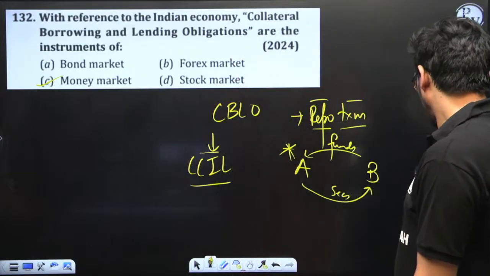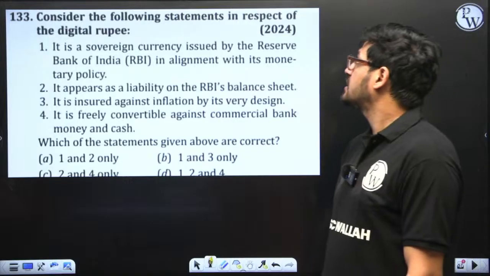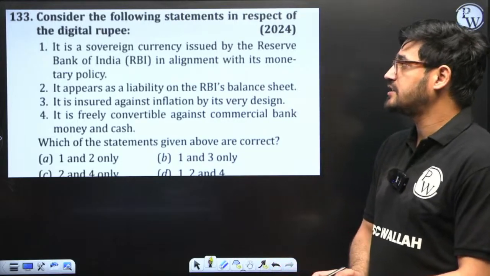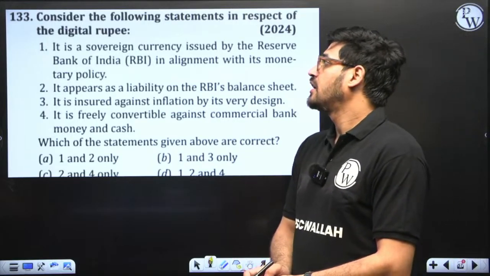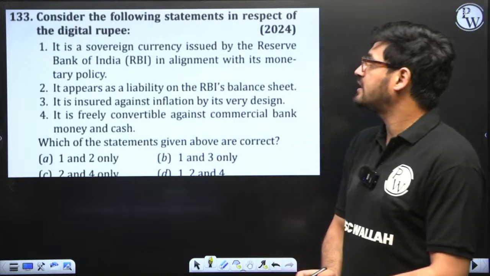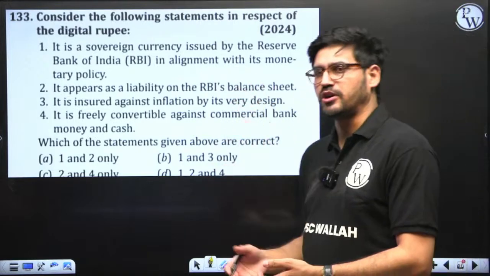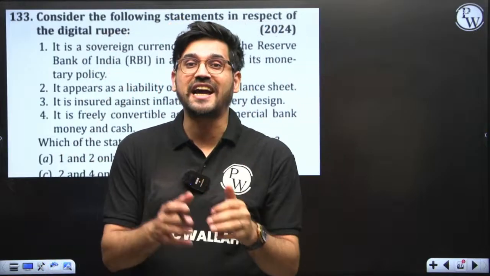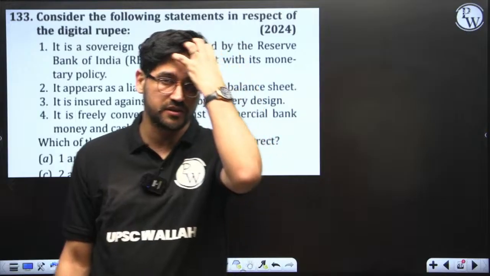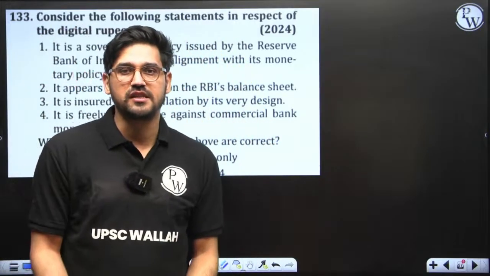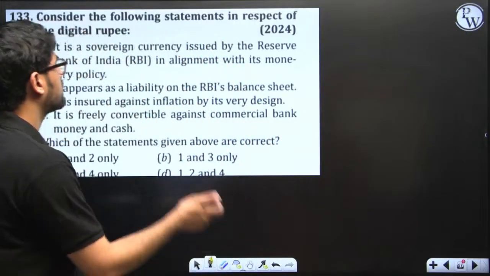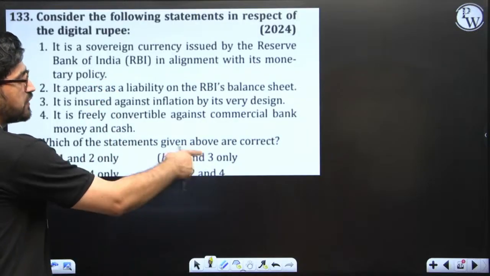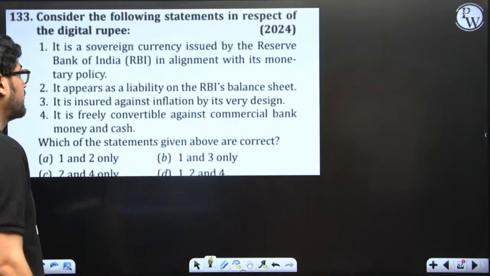Now let's look at the next one. Consider the following statements in respect of the digital rupee. First one says, it is sovereign currency issued by the Reserve Bank of India in alignment with its monetary policy. Now, digital rupee essentially is the digital or digitized format of what we call rupee, which is our currency. Is it sovereign currency? Yes, because it's issued by the RBI, it is a sovereign currency. Remember, we have to look for the obviously wrong statement.